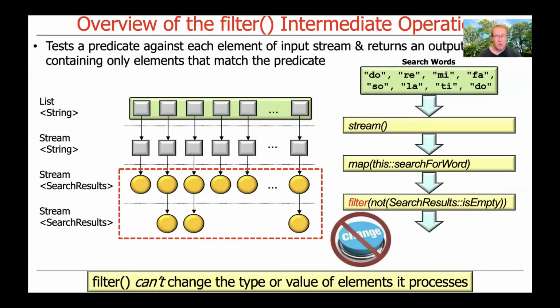Unlike map, which could change the type and or the value of the elements that are flowing through the stream, filter can't change the type or value. It can only decide to let the element go through or not. So it's always going to come back as the same value if it didn't get filtered out.